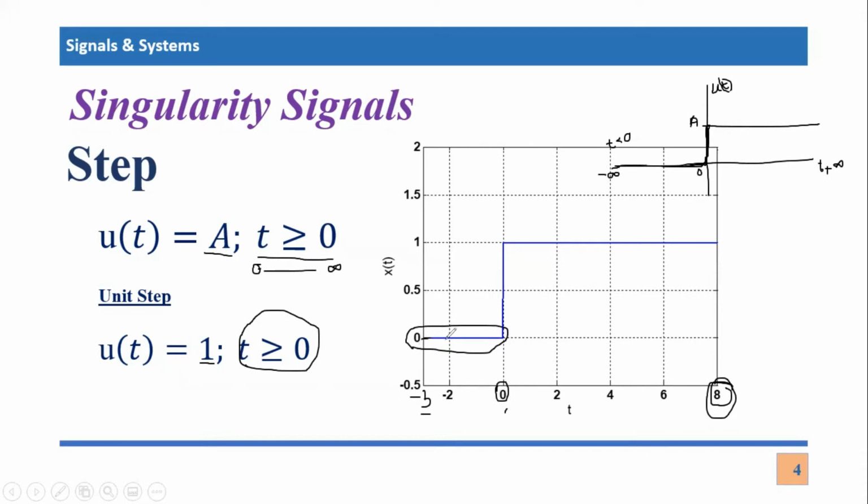So this is the u of t, and its value is 0 before time equal to 0, and this is the instant when time equals 0. The value switches from 0 to 1. If you go greater than 0, you have a constant value equal to 1. That's how this is a step signal, because it has a switch from 0 to 1.